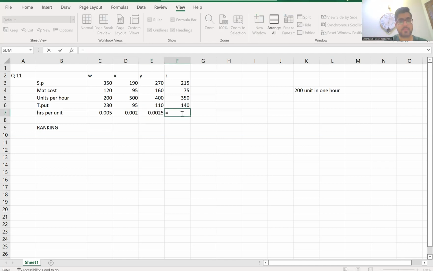And for Z, 350 units per hour. So 350 units in 1 hour. You don't need how many units are made in 1 hour. You need how many hours each unit is taking. So 1 unit is taking 1 over 350.